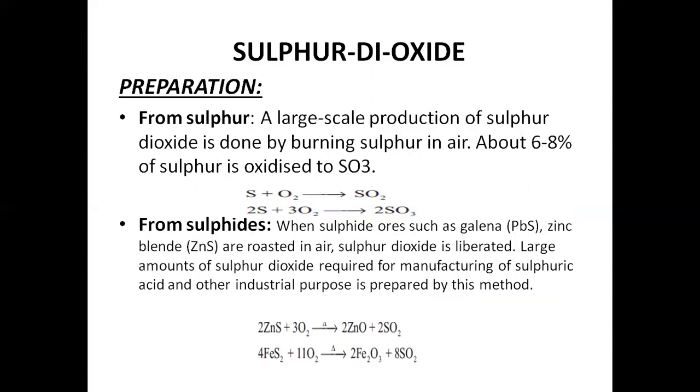Next is preparation from sulfides. Here we are taking ZnS, which means zinc blende. We roast that ore in the presence of oxygen, so the zinc sulfide is changed into zinc oxide and SO2 gas is liberated. Next one, FeS2: heating in the presence of oxygen gives Fe2O3 and SO2 gas is liberated.